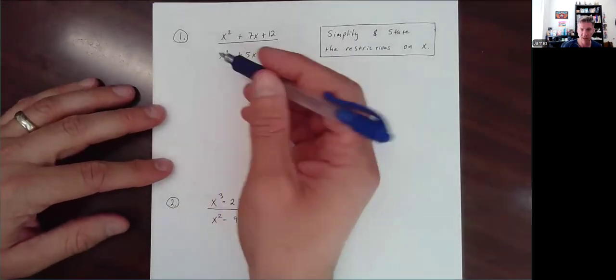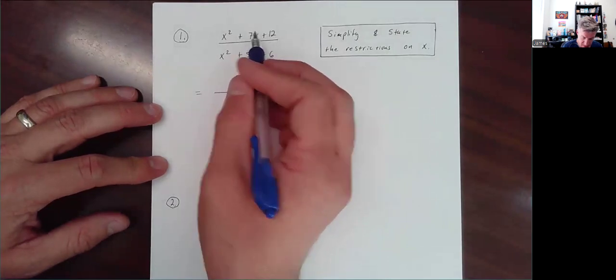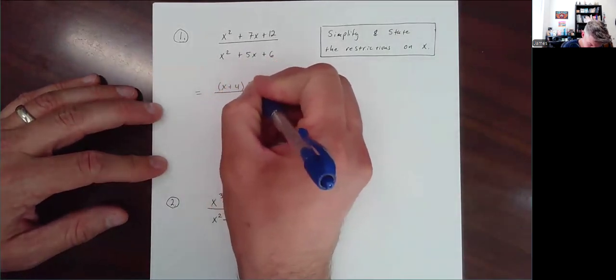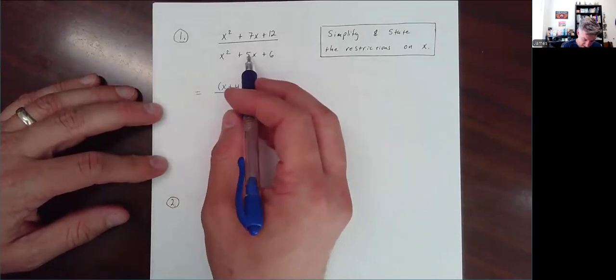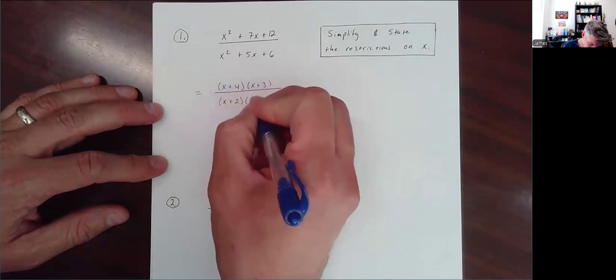So looking at this, the first thing I'm going to do is factor. So I'm going to rewrite this as, let's see, I'm looking for numbers that multiply to 12 and add to 7, so that's 4 and 3. This is x plus 4 times x plus 3 on top. In the denominator, I'm looking for numbers that multiply to 6 and add to 5. That's 2 and 3. So I'm going to have x plus 2 times x plus 3.